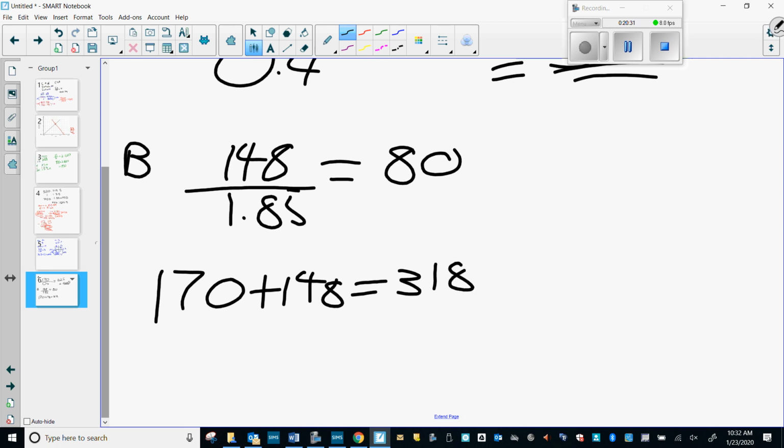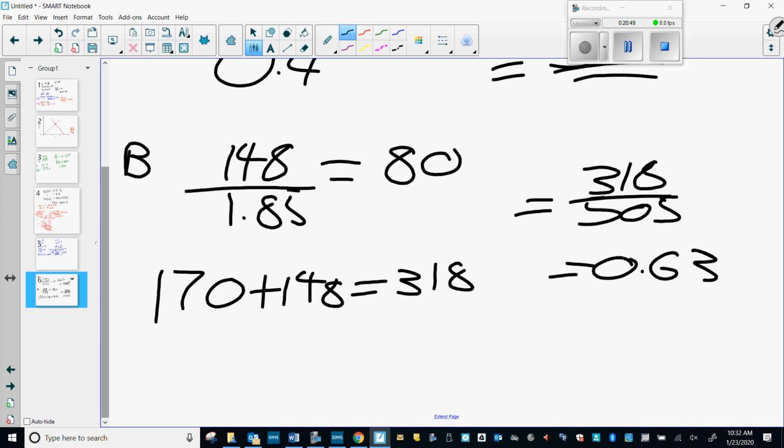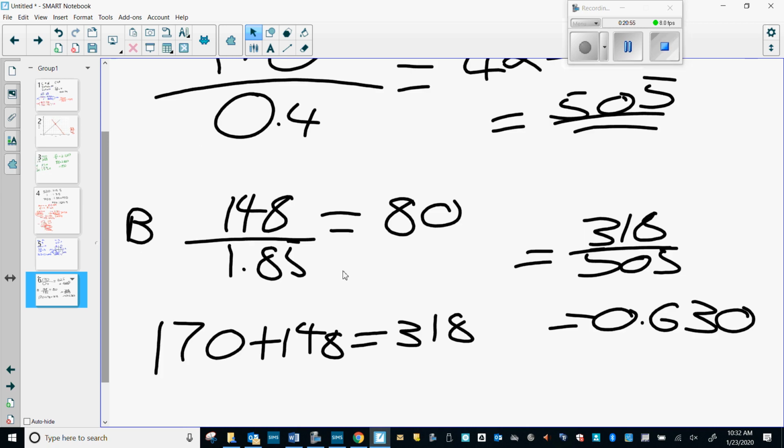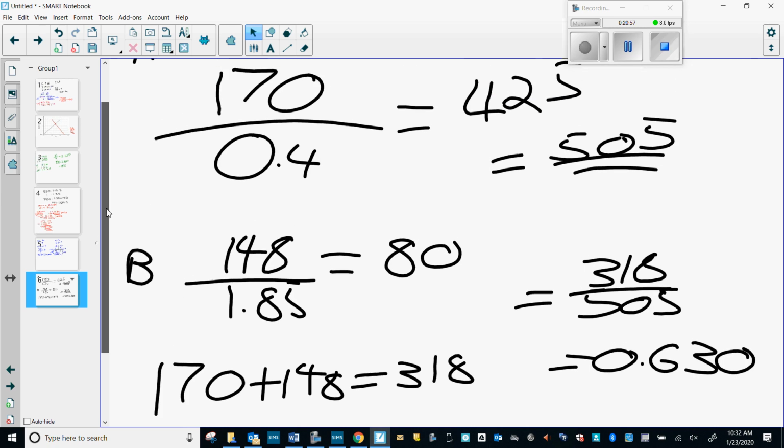And then to work out the density, use the formula, so you would use the number you got there and the number you got down here, which is the mass and that's the volume. So you work it out, and it would give you 318 over 505. And then that would give your answer 0.63.